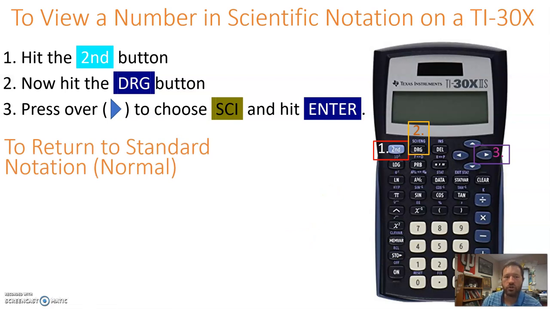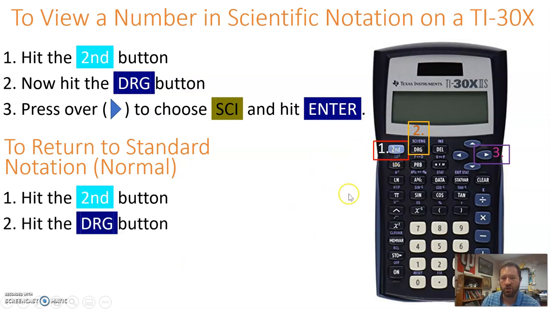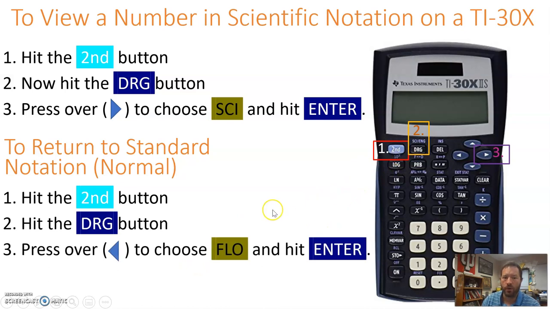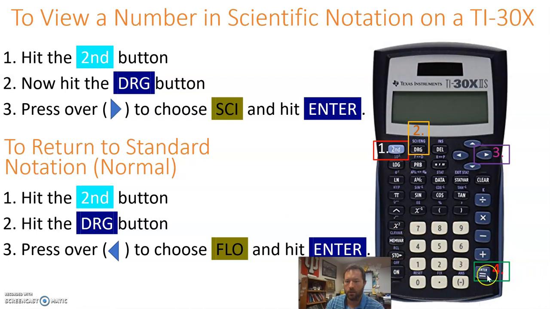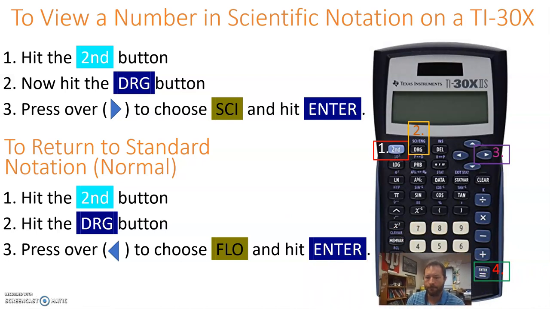If you want to return to standard notation, or the normal notation, again hit that second button followed by the DRG button, and this time you want to choose FLOAT, again followed by the enter button down here at the bottom.